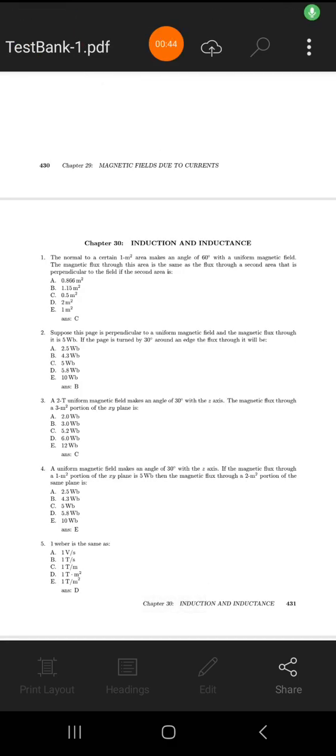Number 30. Therefore, the normal to a certain area makes an angle of 60 degrees with a uniform magnetic field. The magnetic flux through this area is the same as the flux through a second area that is perpendicular to the field if the second area is C, 0.5.